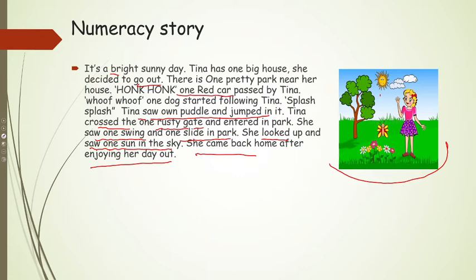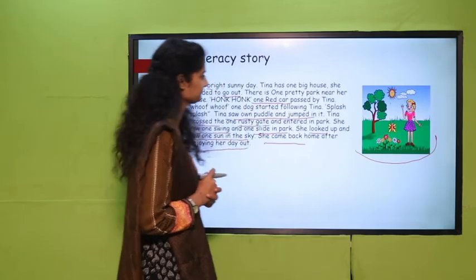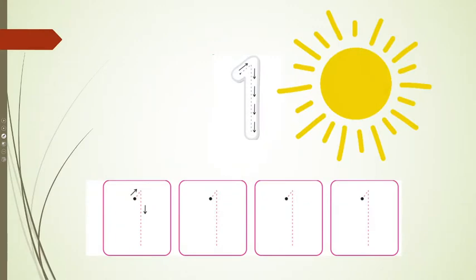Now come to the picture. Can you see Tina, one girl, one butterfly, one sun and one park? So what is it? Another bright sunny day. So this is the formation of number 1. How? Slant upwards, straight down. All right, slant upward, straight down.